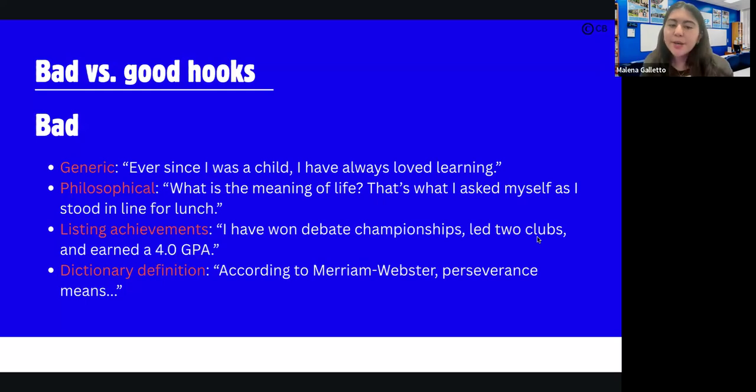Also, a way that we might want to avoid is the dictionary definition. Many, many, many essays start like this. So you don't want to be generic, and you want to stand out from the very first word. So these are general things to avoid.